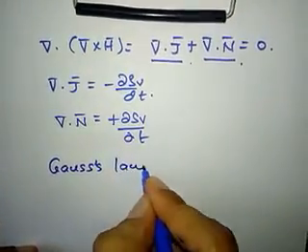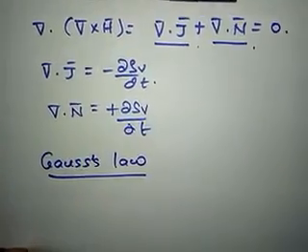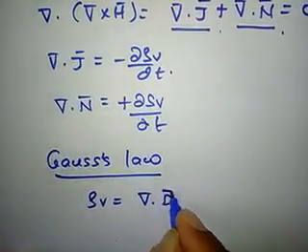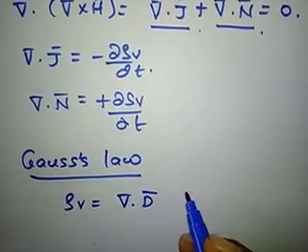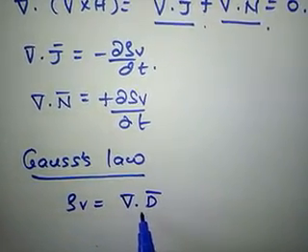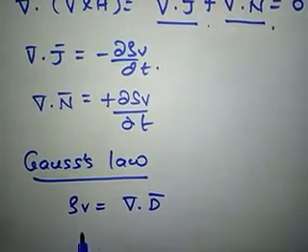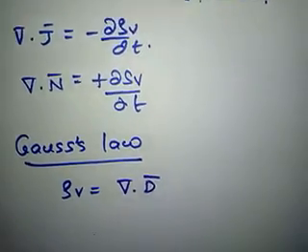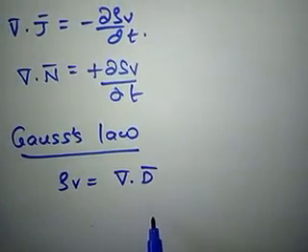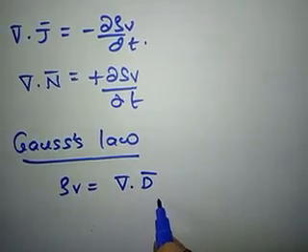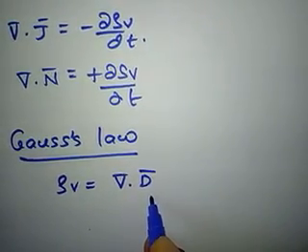According to Gauss law, we know that the equation is given by rho V is equal to del dot D bar. That is, the volume charge density is equal to the divergence of the electric flux density. This is called Gauss law in differential form, or Maxwell's first equation.